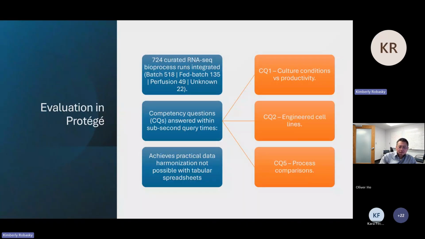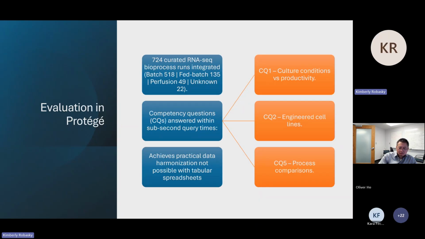To test the coverage, we manually curated 724 RNA-seq bioprocess runs from published CHO studies. And of these, 518 were batch, 135 fed batch, 49 perfusion, and 22 were not classified by any subclass. We couldn't figure out which subclass it was using from the unstructured data.